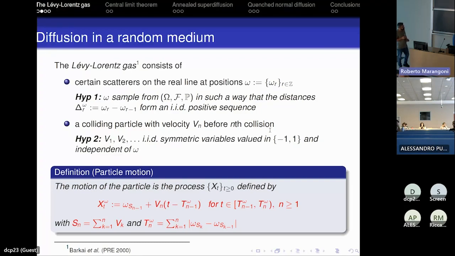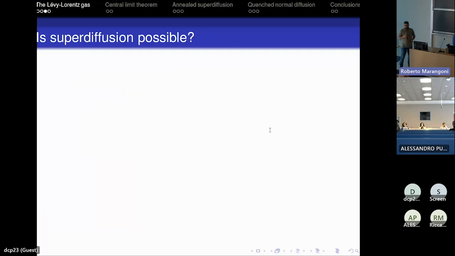So what's the problem? The problem is to understand whether in this model superdiffusion is possible. Superdiffusion is diffusion at a faster rate than the square root of time. And so in order to have at least the hope to observe superdiffusion in the model, we need that sometimes the distance between obstacles can take very large values.